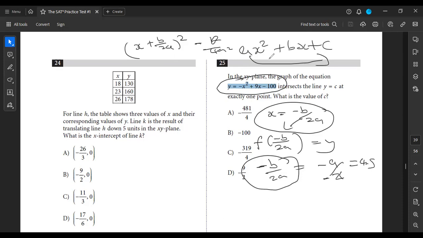So our b is 9. Our a is negative 1. So this is going to be negative 9 over negative 2, which is the same as 4.5. So we've got our x value. Since we have our x value, we're trying to find our y value. Negative b over 2a is the x value at the maximum or minimum. So it's the x value at the vertex, rather.